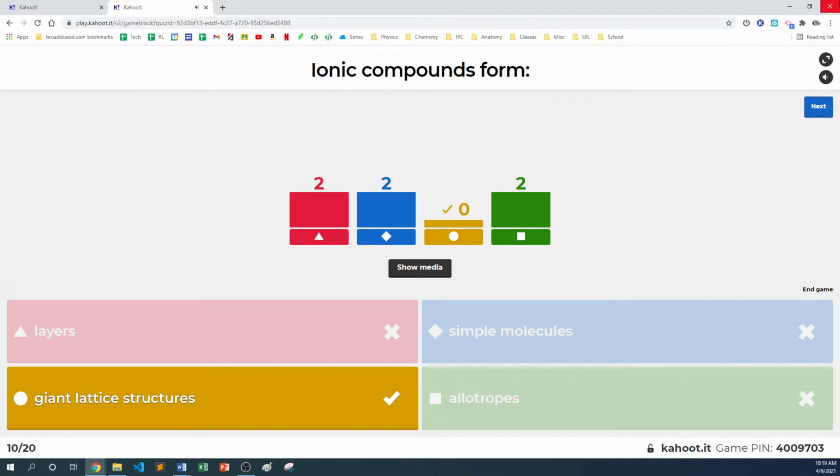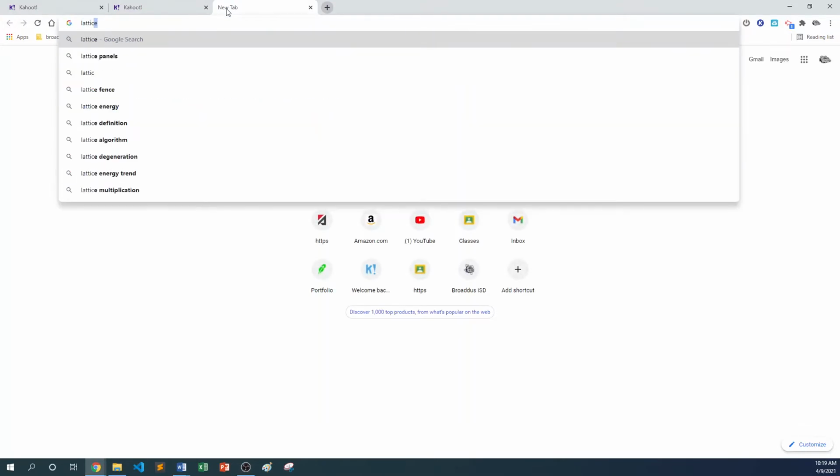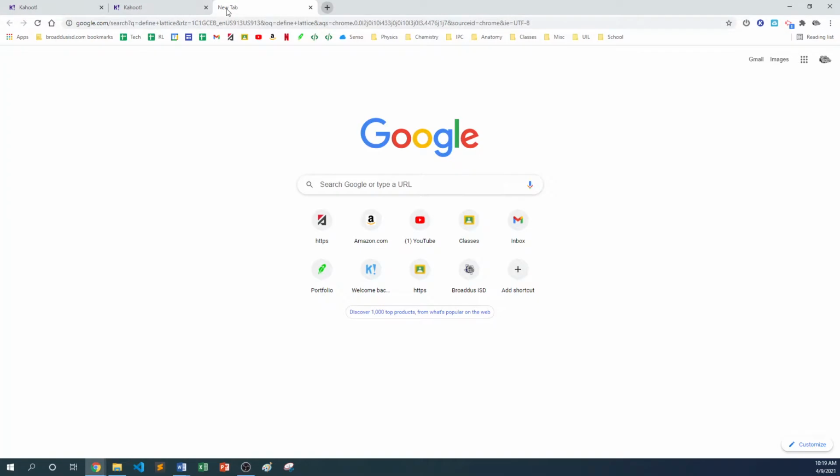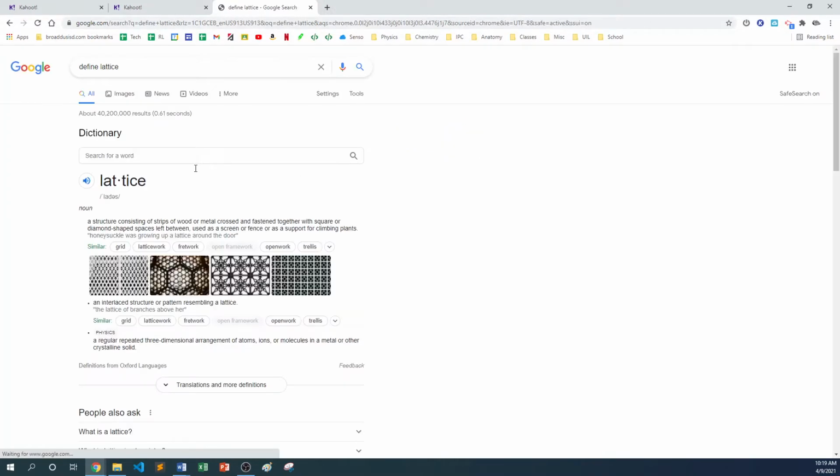Oh, lattice. I know that they use lattice to let plant vines grow up. I didn't choose that one because I didn't know what it was. Lattice is a structure consisting of strips of wood. That's not what I'm wanting. A regular repeating three-dimensional arrangement of atoms or ions, basically a crystal structure. So it's the repeating pattern of a crystal.